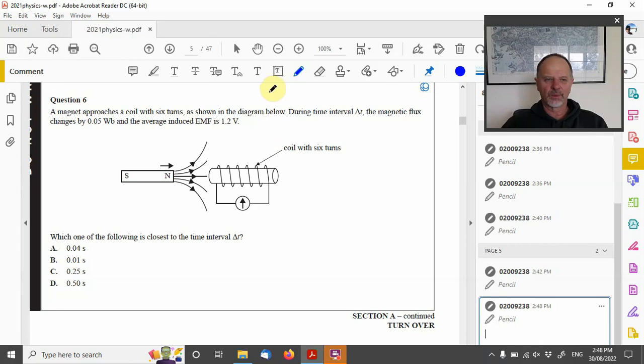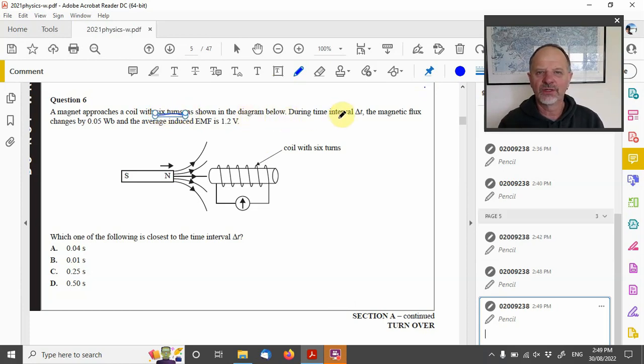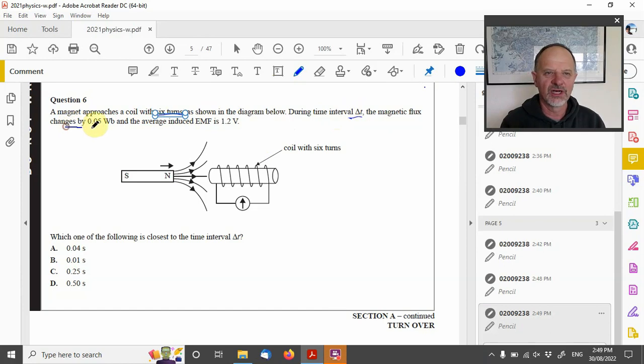Okay, so back to the VCAA 2021 physics exam section A and up to question 6. All right, so a magnet approaches a coil with 6 turns. As shown, during the time interval delta t, the magnetic flux changes and the average EMF produced is 1.2.